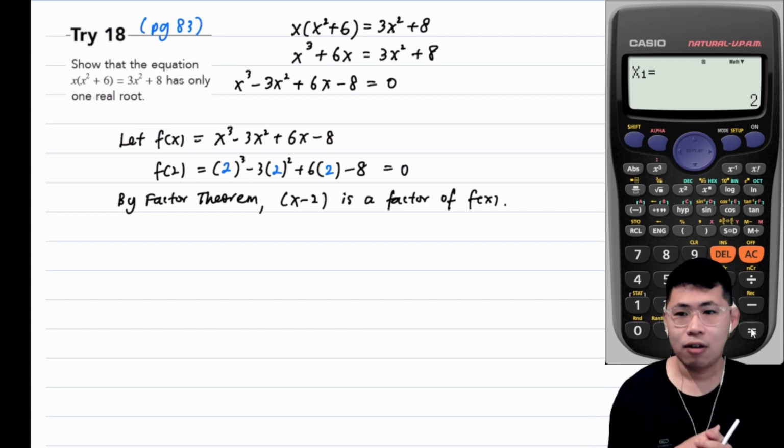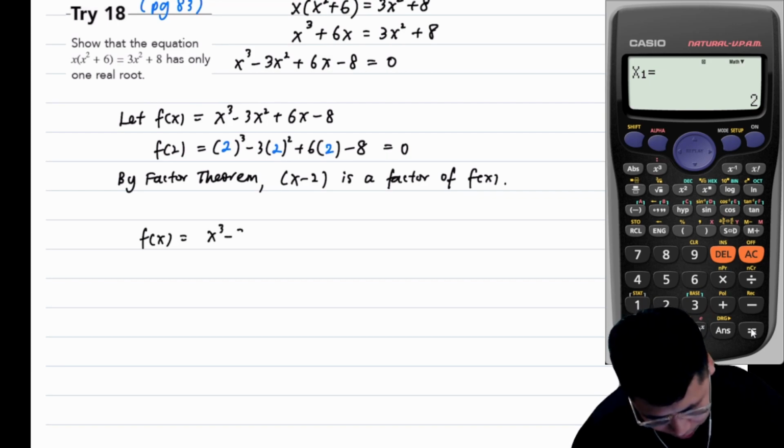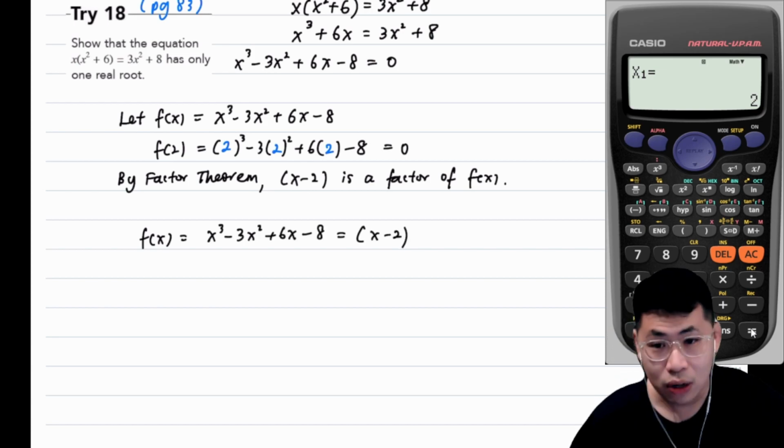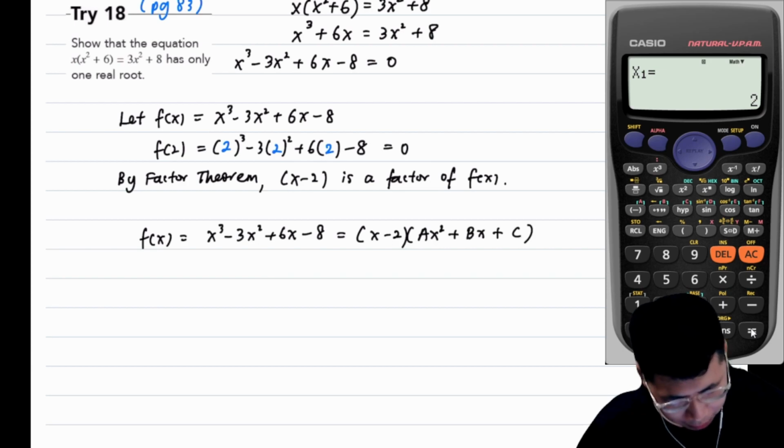Alright, so let's get the quadratic factor out. So I can write f(x) as this: x cubed minus 3x squared plus 6x minus 8. Express this as x minus 2 as one factor, and another quadratic factor ax squared plus bx plus c.